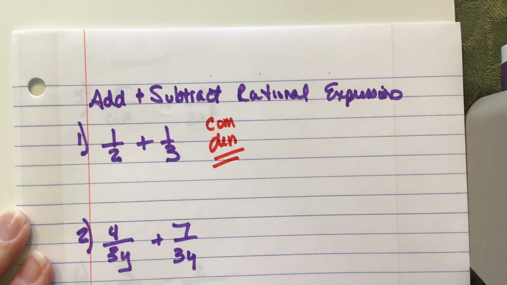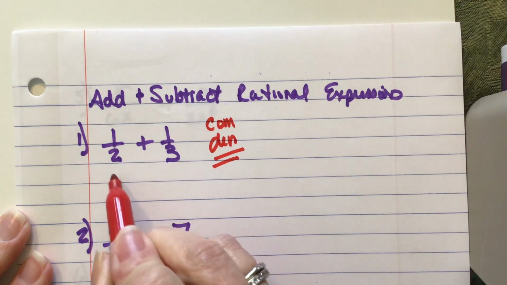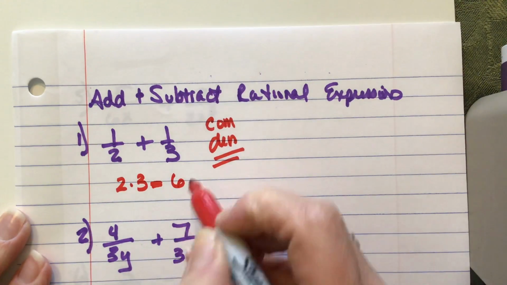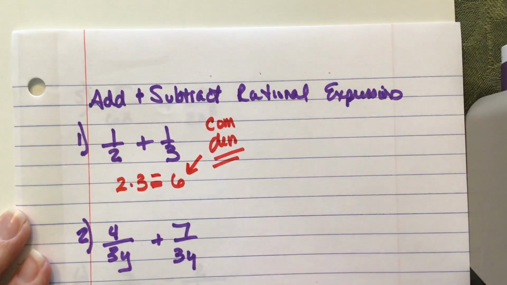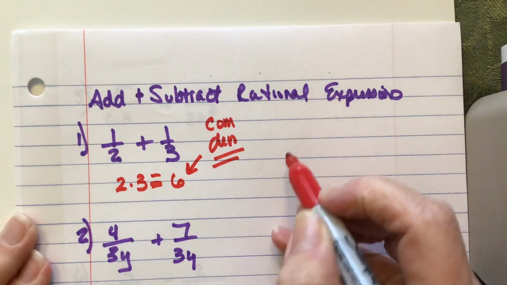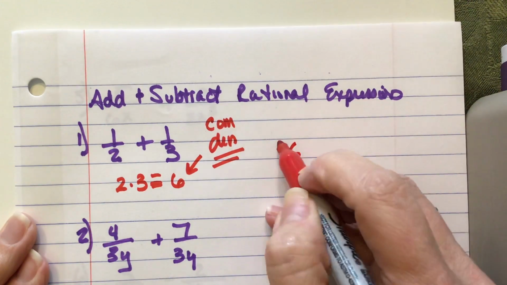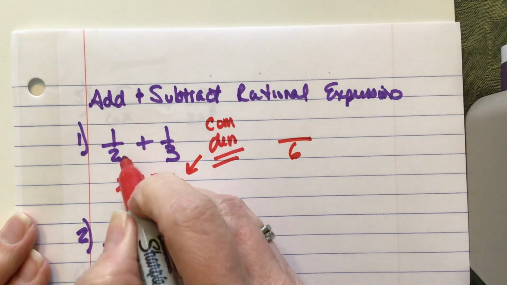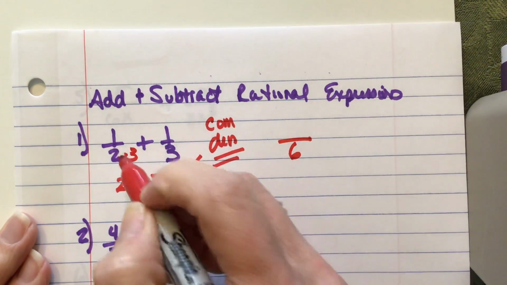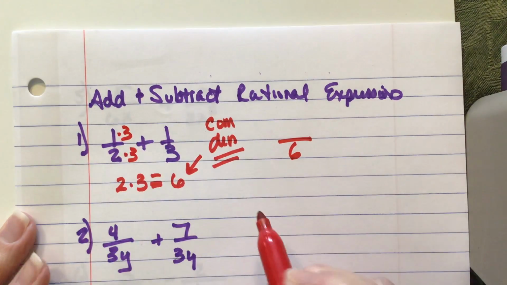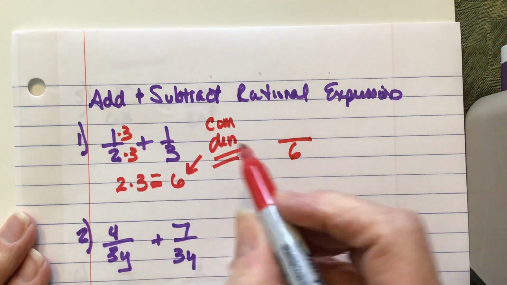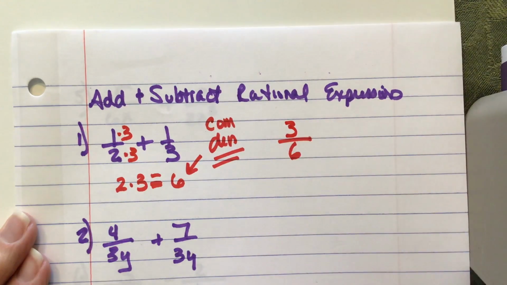Okay? And so the common denominator here, I could just multiply 2 times 3 and get a common denominator of 6. And so I can use 6 as my denominator. Now my first term, 1/2, in order to get 6, I need to multiply the bottom by 3. And whatever I multiply the bottom by, I need to multiply the top by. So 3 times 1 and 2 times 3 would be 3/6.